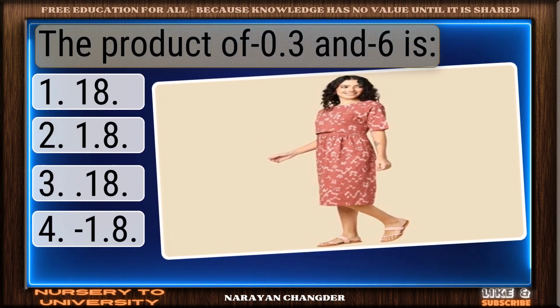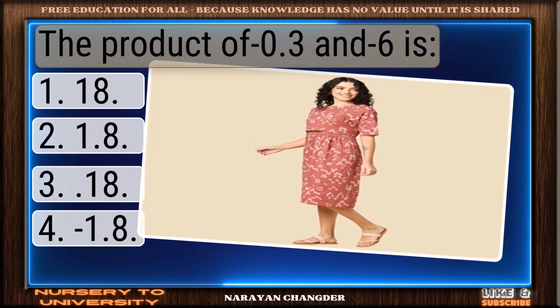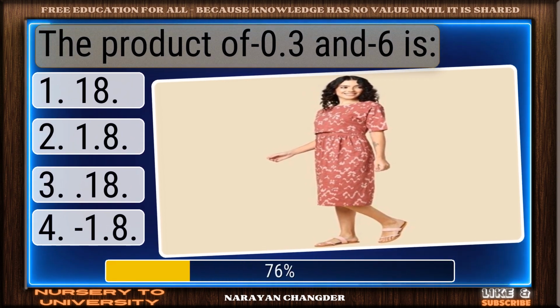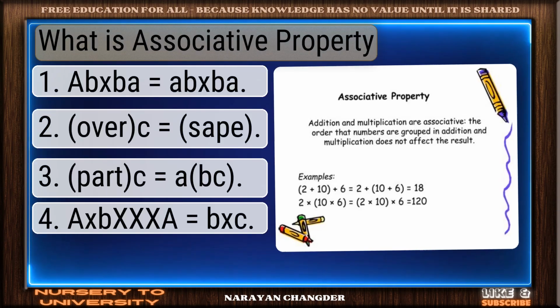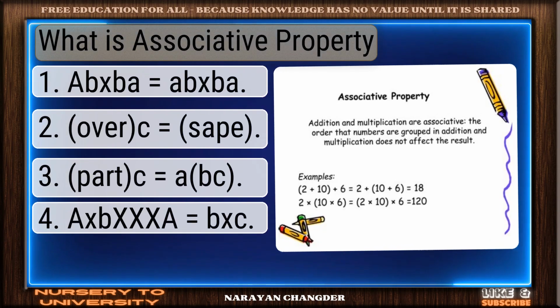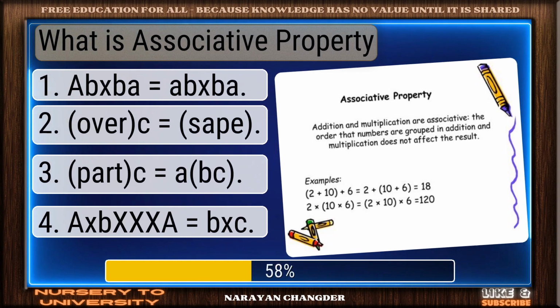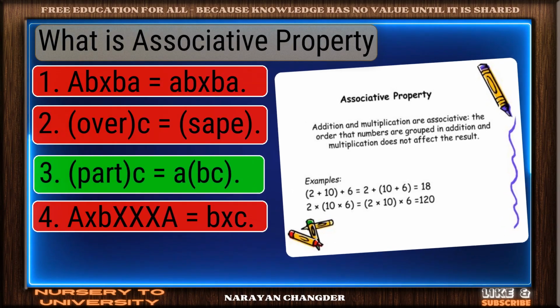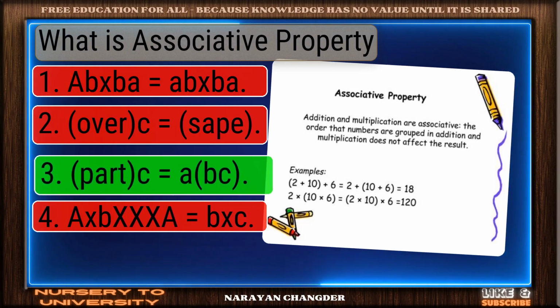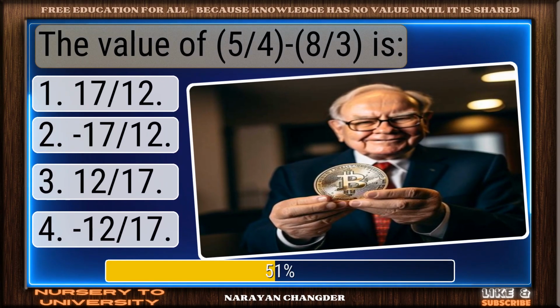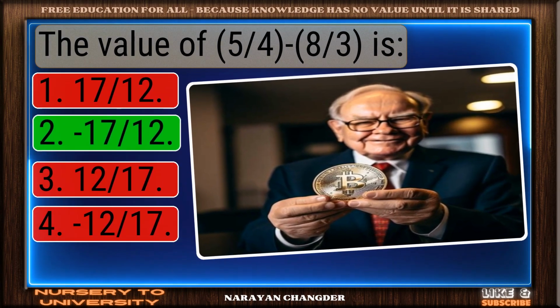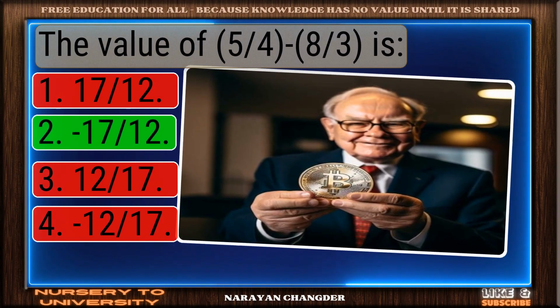Question number 143. The product of 0.3 and 6 is? Bravo. 1.8 is the answer. Question number 144. What is associative property? Nicely done. C equal to A is a solid answer. Question number 145. The value of is? On track, 1712 is the correct answer.